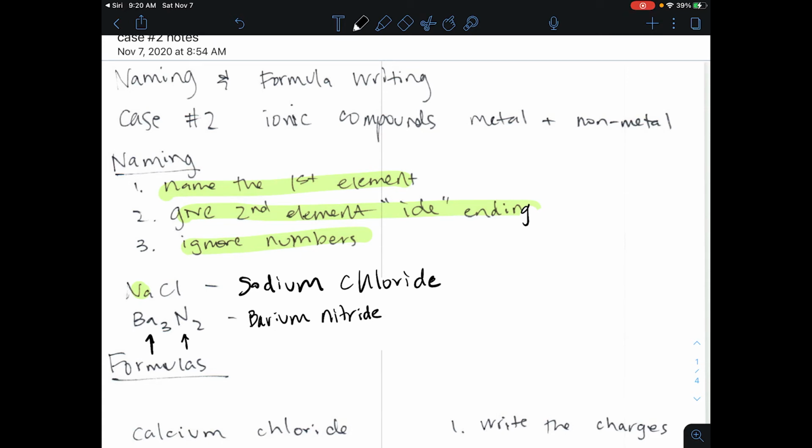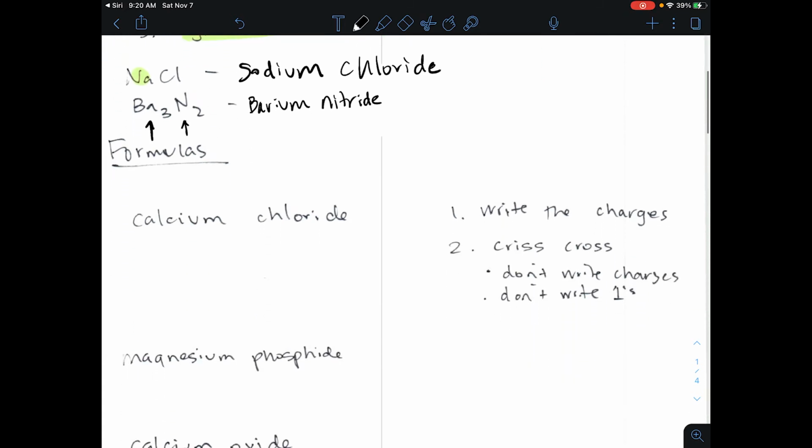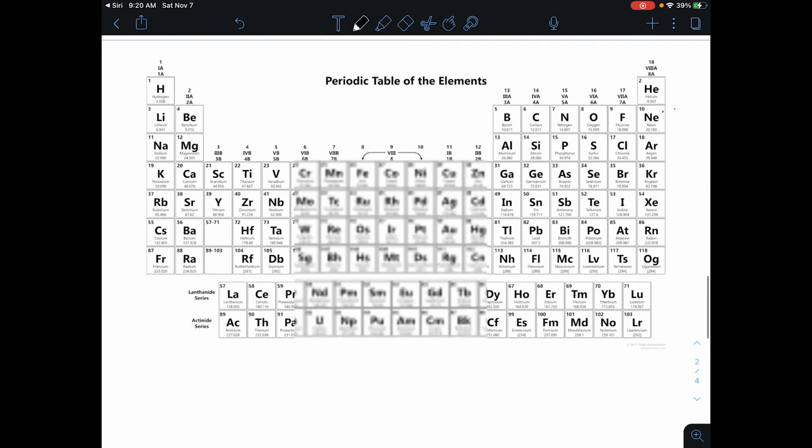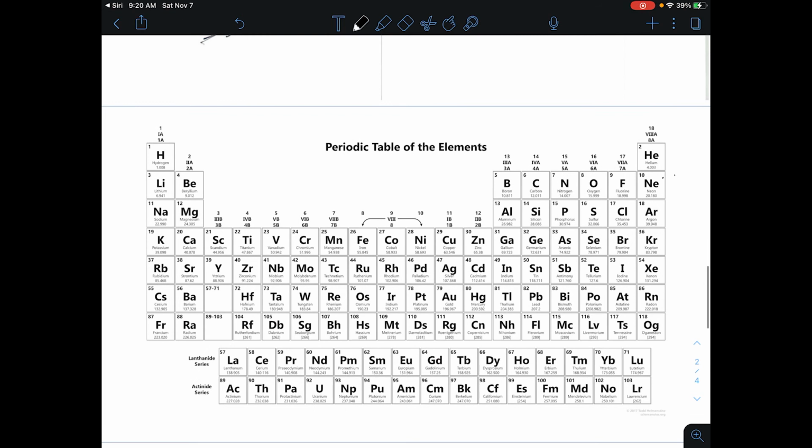Writing the formulas for ionic compounds is a little more complicated. To write the formulas, you're going to need your periodic table, and it's going to have the charges on it. So if you haven't drawn the charges of all the things, you're going to do that now. As a reminder, +1, +2, skippy skip, +3, plus or -4, -3, -2, -1, and 0 for the charges.